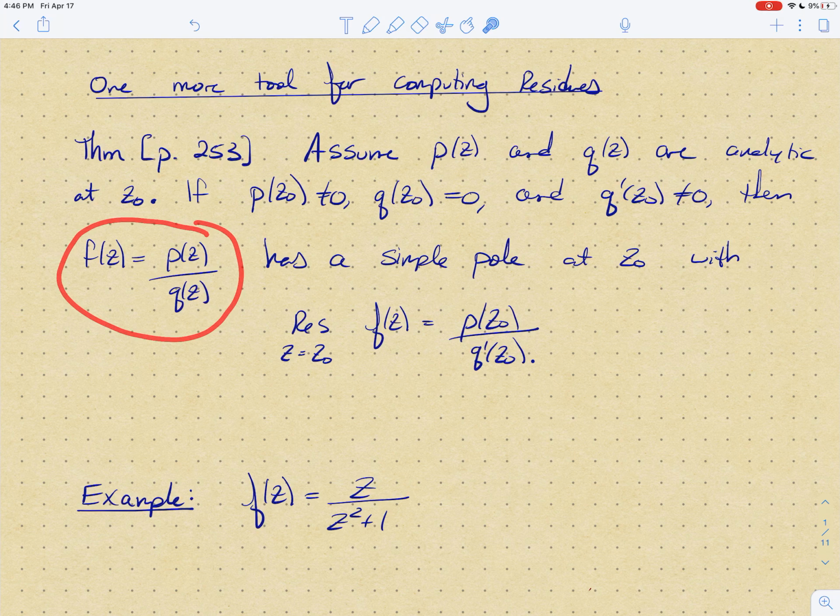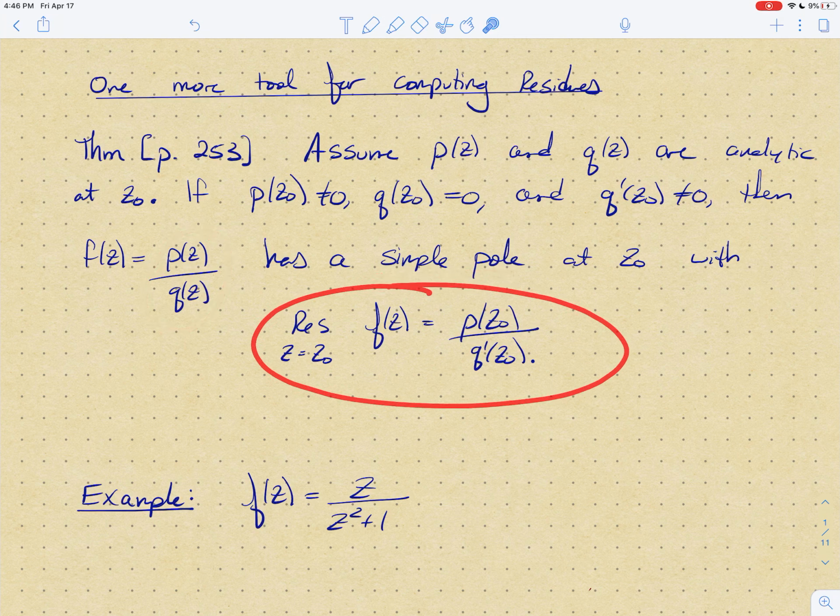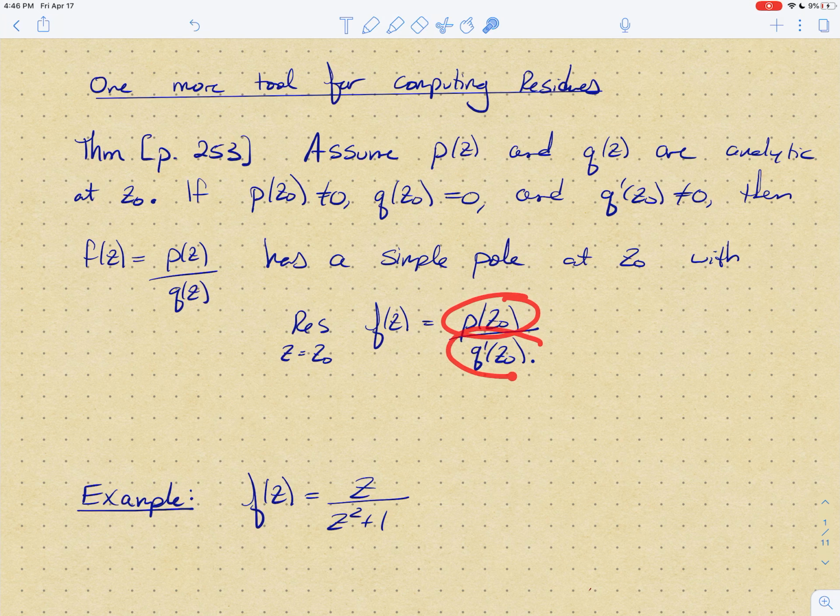So we're going to be studying f of z is p of z over q of z. And I want to assume that both p of z and q of z are analytic at z naught. And I want to go ahead and assume three things. So p of z naught is not 0. q of z naught is 0, and q prime, the derivative of q at z naught, is not 0. If those three things hold, then the rational function p over q has a simple pole at z naught, and the residue is really easy to compute. It's just p of z naught over q prime of z naught. And that's not a formula that we saw before, and we're going to want that just to be able to compute some residues a little bit easier.